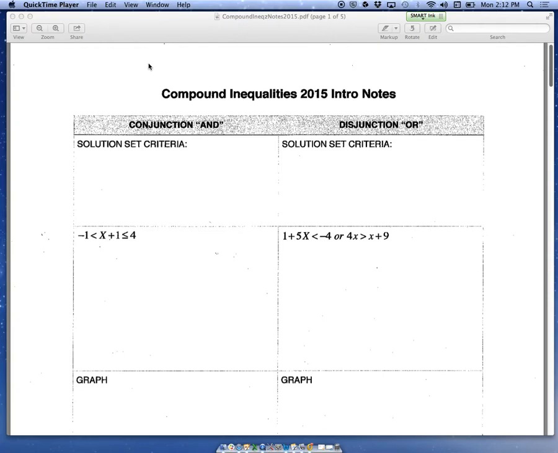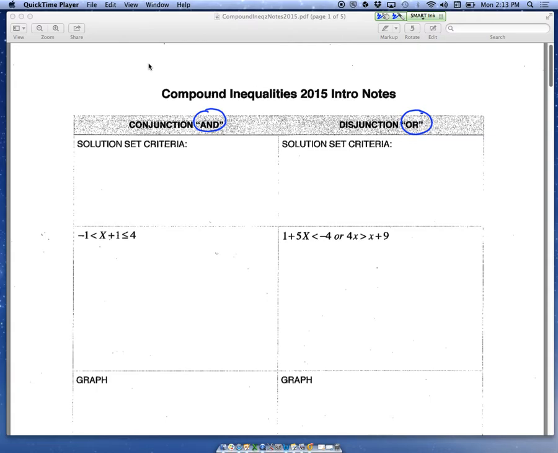Okay, this video will talk about conjunctions and disjunctions, known as compound inequalities. So we'll start with conjunction. The criteria for being in the solution set of a conjunction is associated with the word "and", while disjunction is associated with the word "or". So let's define them first and look at some examples.